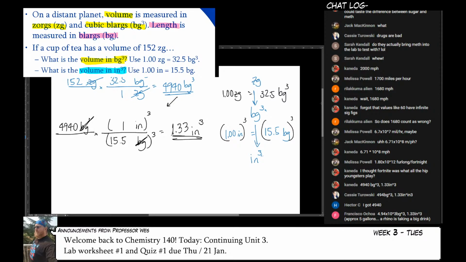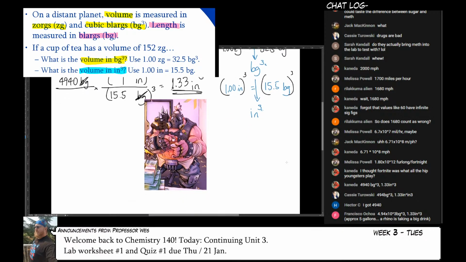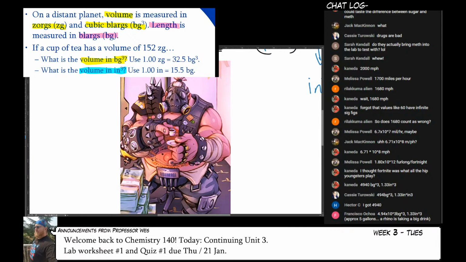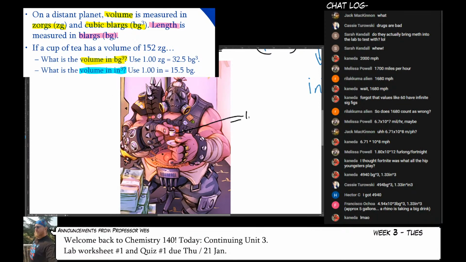All right, how big is 1.33 inches cubed? What size creature would drink from a teacup that held 1.33 cubic inches? A rhino might be a little big, or maybe you're on the right track, because the answer I came up with was Roadhog. There he is. And there's our answer right there. Oops, I can't draw on that, but that's okay. There we go. There you go.